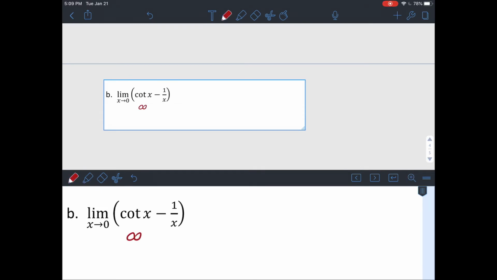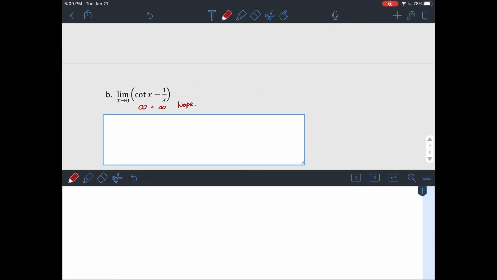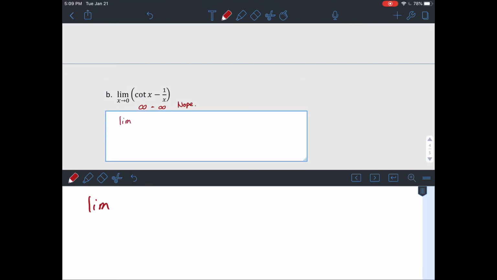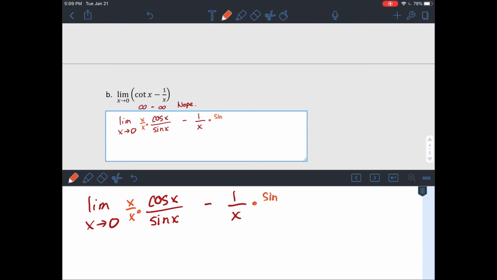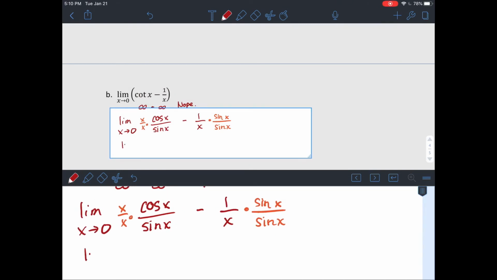We're going to get fancy with some trig functions, which I know are your favorite. This is of form infinity minus infinity, which is a no-go for L'Hopital's. So you could rewrite cotangent as cosine over sine, and then see if you can go anywhere from there. Common denominator is probably a good idea. So multiply by x over x, multiply by sine over sine, rewrite that as a single fraction, and then hope for the best.